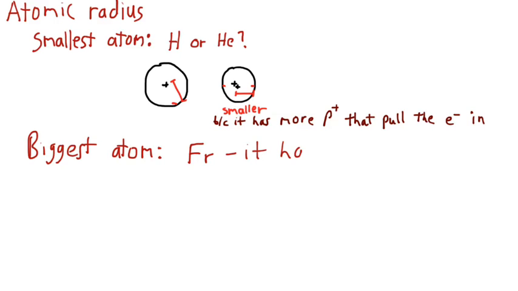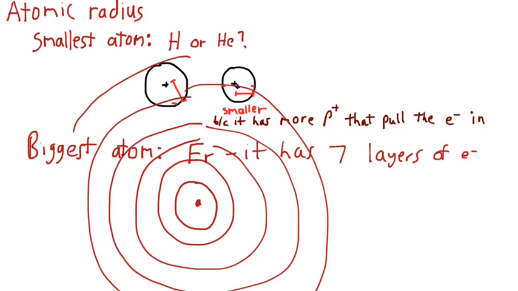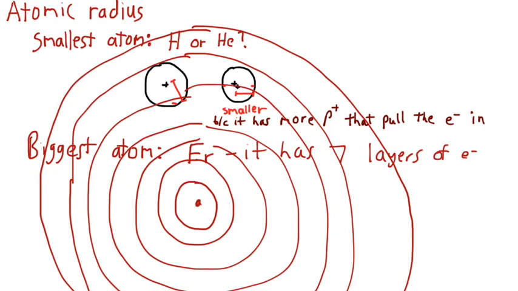What do you think the biggest atom is on the whole periodic table? It's francium. So if you are looking at a periodic table and I said which is biggest, you would think it was one of the ones at the bottom, but you might want to pick something more on the bottom right, but it's not that one. It's francium on the bottom left because it has 7 layers of electrons.